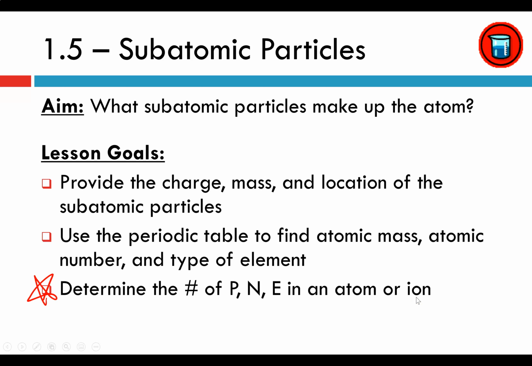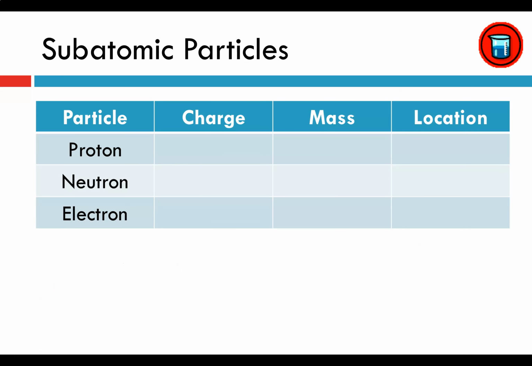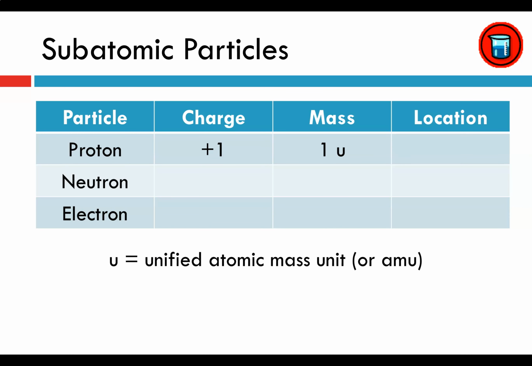All right, let's get into the lesson. We'll start with talking a little bit more about the subatomic particles. You're probably familiar with protons, neutrons, and electrons, but maybe you're a little bit rusty on charge, mass, and location. A proton has a charge of +1. Its mass is roughly 1 U, and if you're not familiar, don't worry.